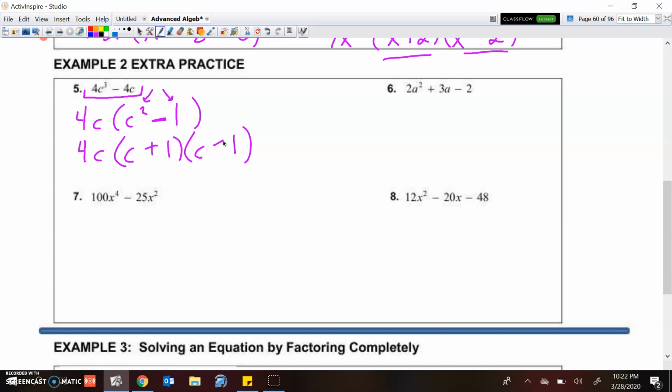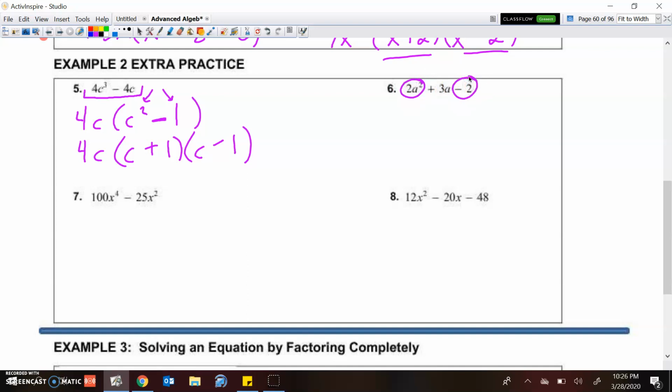All right, moving on, number 6. If we take a look at this one. All right, so for number 6. In this problem, I look and see, is there a GCF? And nothing goes into 2, 3, and negative 2, so no GCF. Then I like to see, is it a pattern? So is this a perfect square? Is this a perfect square? And neither are perfect squares.